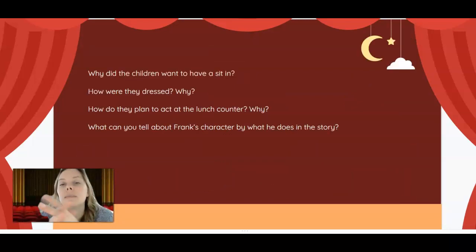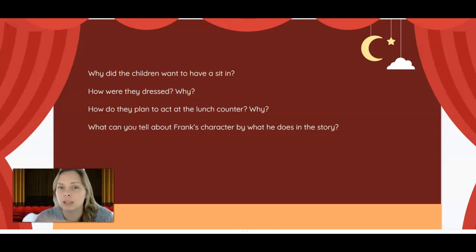So what I want you to think about, and maybe you talk to your learning coach about this, or maybe you're thinking this out loud on your own, is these couple of questions to get your brain kind of rolling on the poem. Why did the children want to have a sit-in? What was their purpose? Why did they do this to begin with? So think about that for a minute. Maybe you write this in a notebook or you just have a conversation.